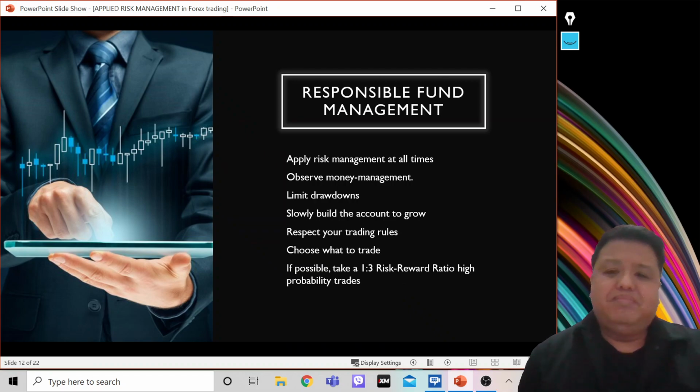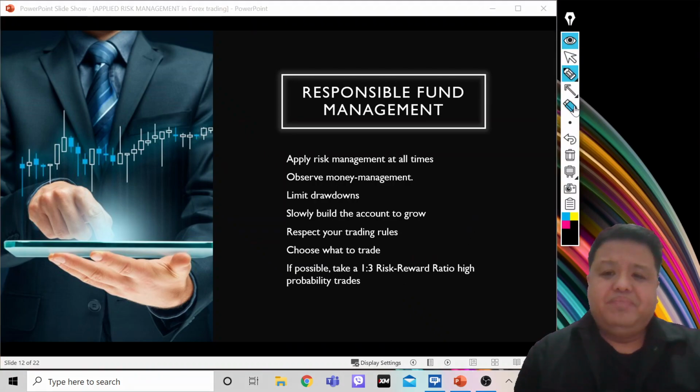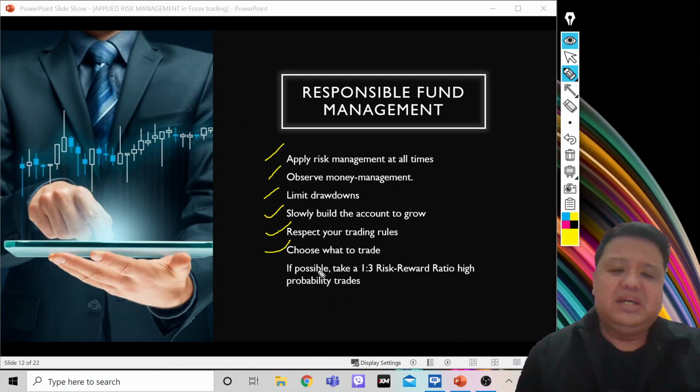So, responsible fund management. So, una, I would really reiterate na apply risk management at all times. Observe money management, limit mo yung drawdowns mo. Then, slowly but surely lang, be consistent, build your account to grow. Respect your trading rules. Choose what to trade. Hindi lahat ng instrument ay hiyang ka. May mga ibang instrument hindi ka pamilyar o di mo kasundo. Huwag mo ipilit. Okay? And if possible, take 1:3 na risk-reward ratio na high probability.